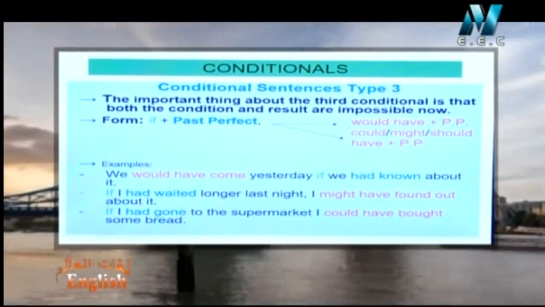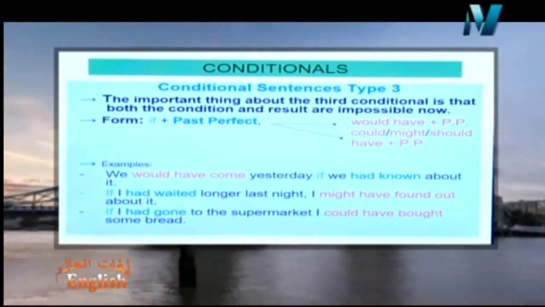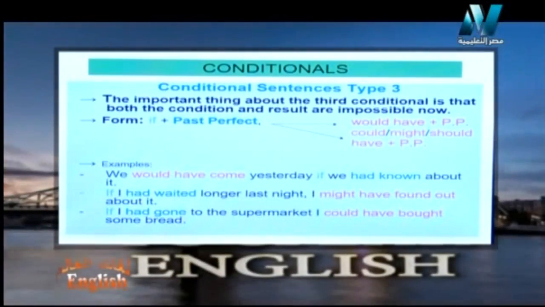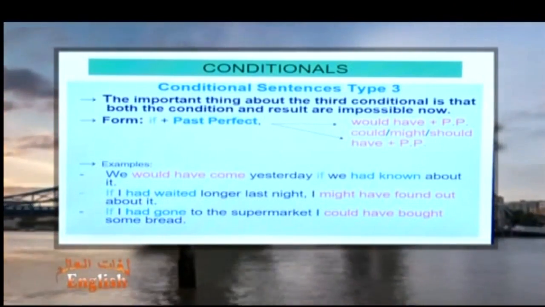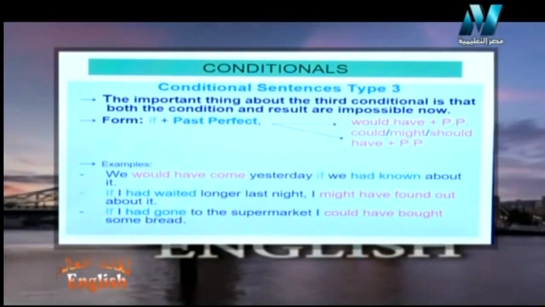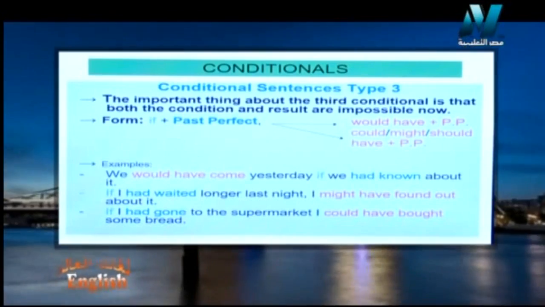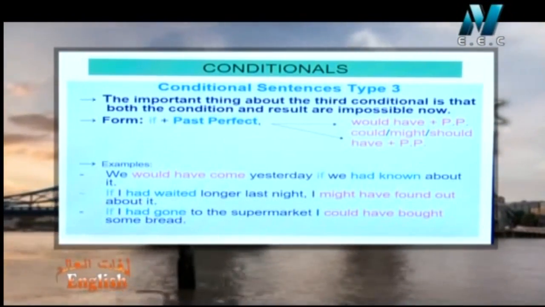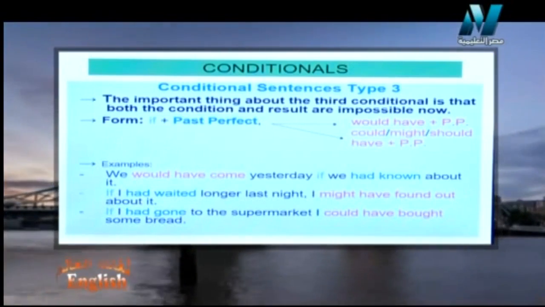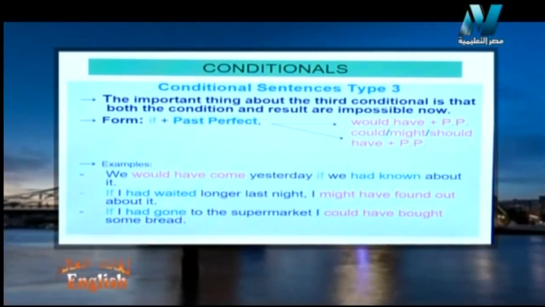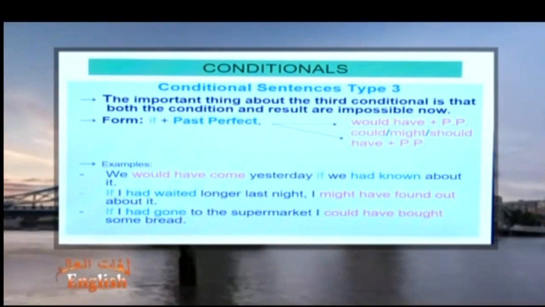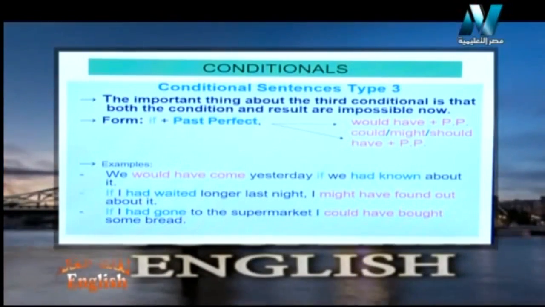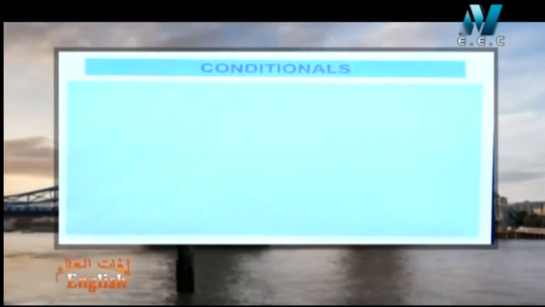Notice the form here: if plus past perfect. So, we would have come yesterday if we had known about it. We flipped the sentence: if we had known is past perfect, so we use would have. If I had waited longer last night I might have found out about it. Again, had waited is past perfect, and the next part uses might have instead of would have. We can use would, might, or could, and the grammatical form is still correct. If I had gone to the supermarket I could have bought some bread. It's impossible, it is in the past.